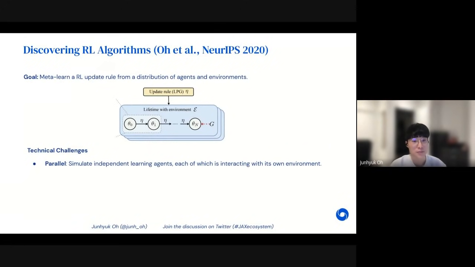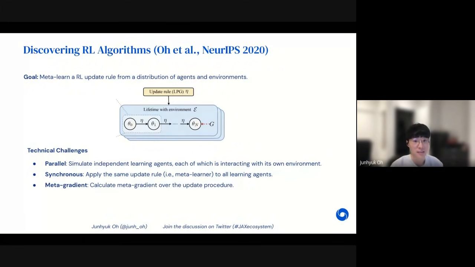So first, we wanted to simulate many independent learning agents where each agent is interacting with its own set of environments. But this is already quite unusual because normally in reinforcement learning, we just consider one learning agent. But here we wanted to simulate multiple lifetimes of agents simultaneously. And at the same time, we wanted to apply the same update rule, which is the meta learner, to all learning agents in a completely synchronized way.